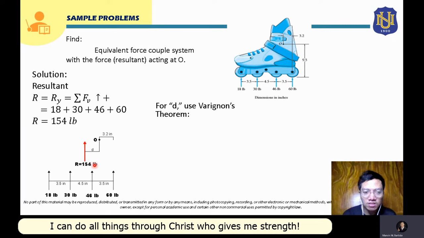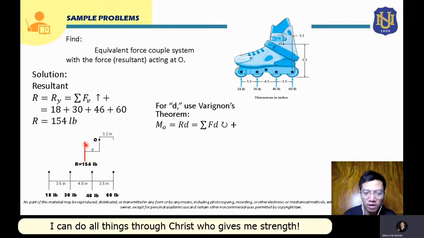The moment of this resultant at point O will be equal to the moment of the component forces 18 pound, 30 pound, 46 pound, and 60 pound about point O. So we will sum up their moments about point O. Let's start solving this. So we will take moment at O.